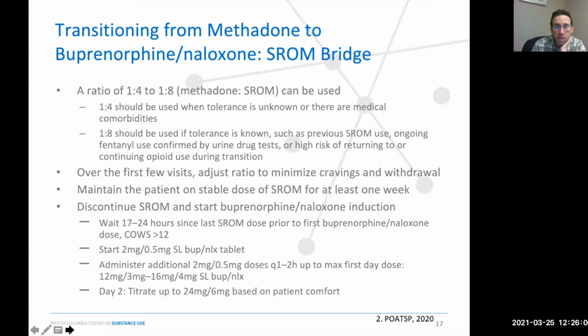If a patient isn't using other opioids, it's a little more reliable than if they are. I would generally wait at least 24 hours. It says wait 17 to 24 hours. I would generally wait at least 24 hours, and generally more like 36 to 48 hours actually off of Esrom is my personal practice, but I'm happy to hear other options.